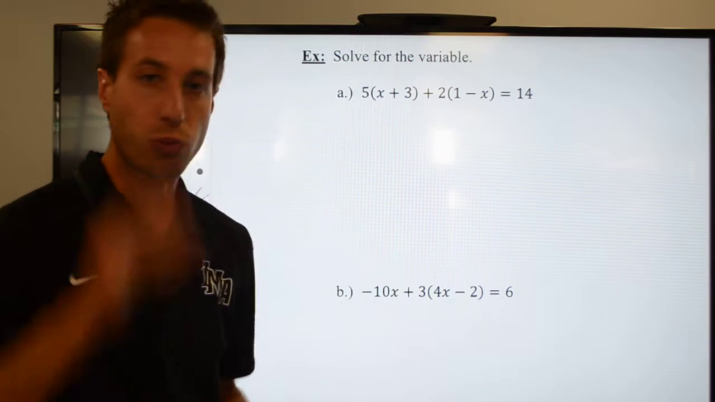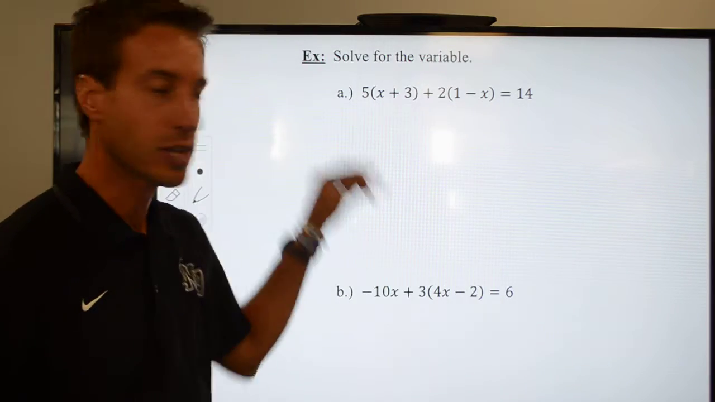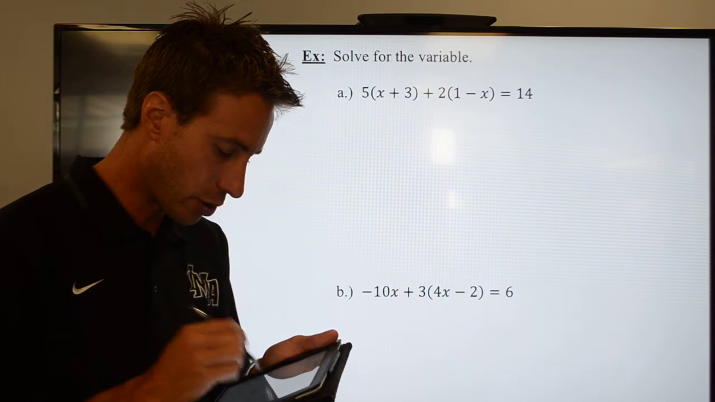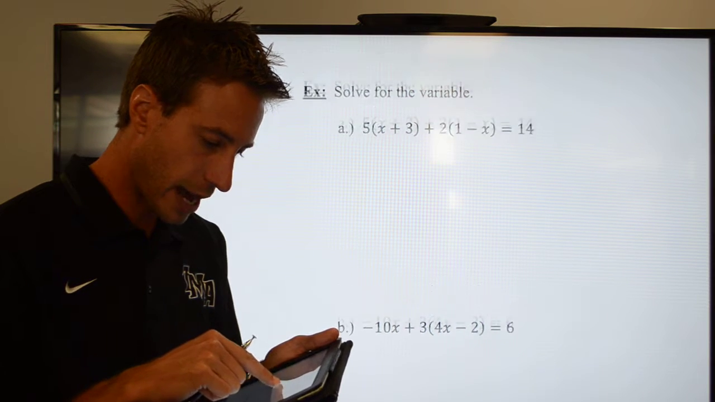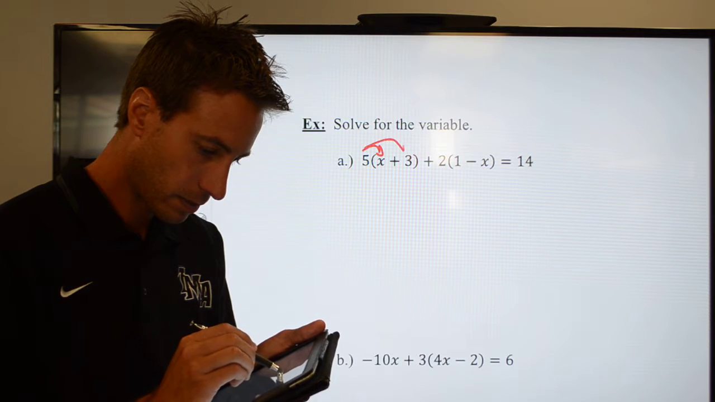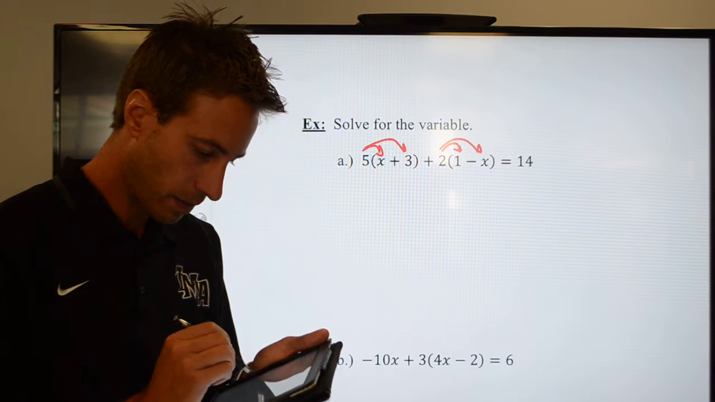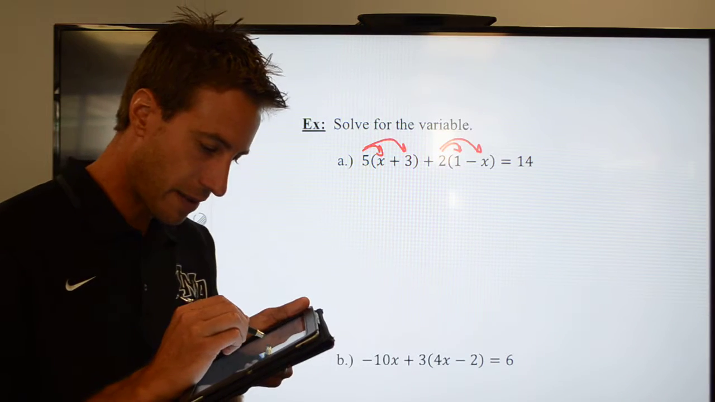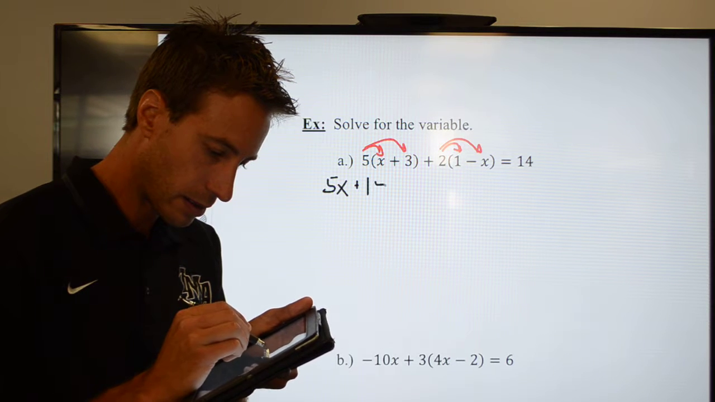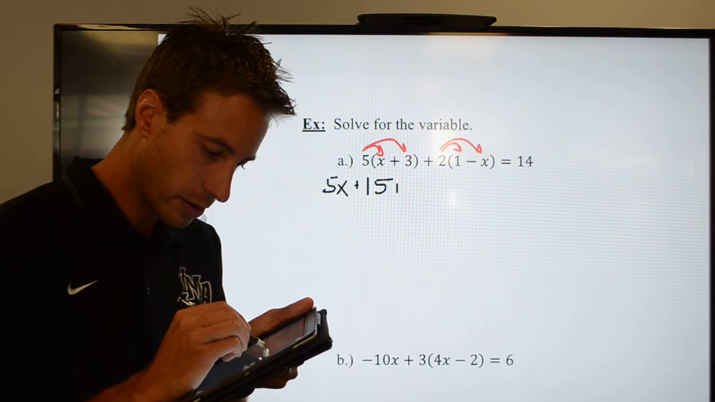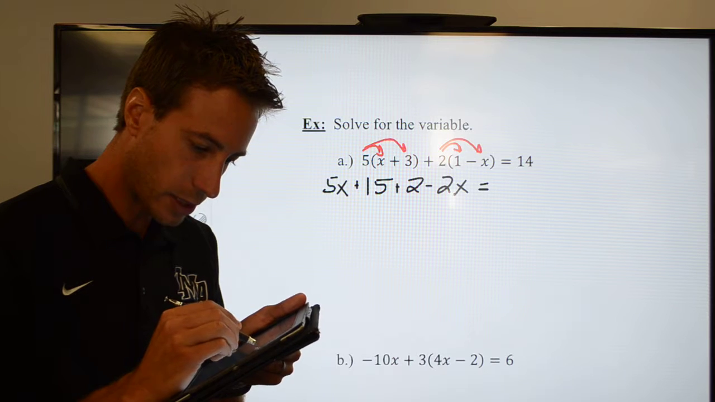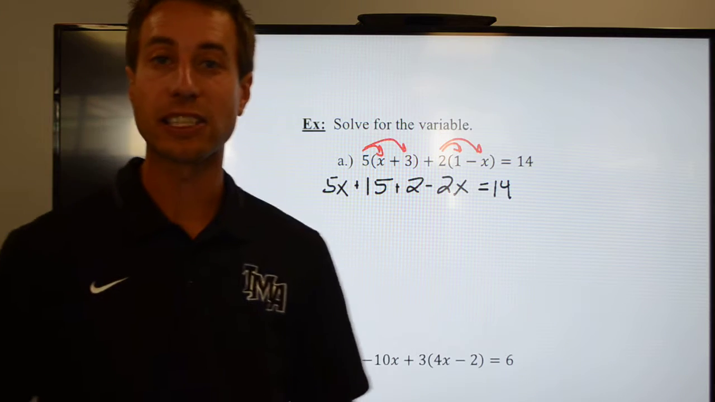Here we go. In the first one, right away, I recognize I have grouping symbols and I have coefficients multiplied out front. You should immediately think distributive property, and so that's what we're going to go ahead and do. Let's distribute. When I distribute, I will now have a 5x plus 15, plus 2 minus 2x equals 14.